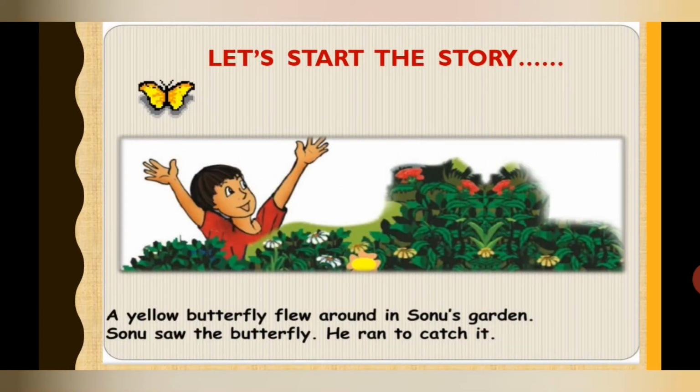A yellow butterfly flew around in Sonu's garden. Sonu saw the butterfly. He ran to catch it. Okay, as you can see, a yellow butterfly was flying around in Sonu's garden. And when Sonu saw that butterfly, he found it very pretty and he wanted to catch it. So he ran to catch it.